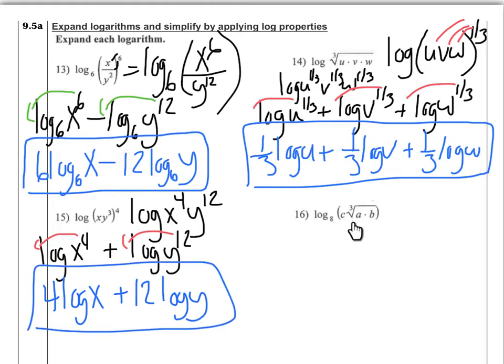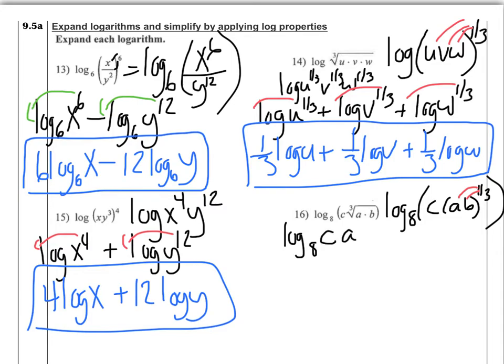This last one here is going to be similar to up here. Let's first make that radical a rational exponent. So this is really log base 8, and this is c, and then a and b are to the 1/3 power. I'm going to recognize that those both get that exponent. So let's write it as log of 8, c. We're going to do a to the 1/3 and b to the 1/3.